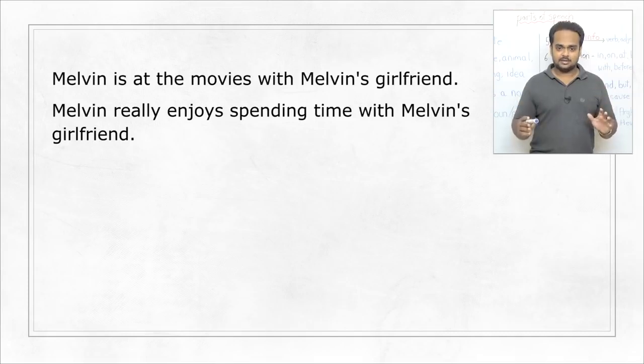And that is because, can you tell me why? Can you tell me what the problem is in that sentence? Well, the problem is that we keep repeating Melvin and Melvin's girlfriend. And that is very unnatural. We don't talk like that. And to avoid that kind of repetition, we can use pronouns.